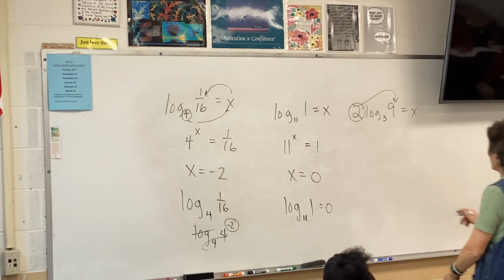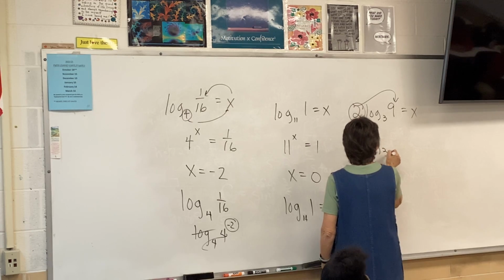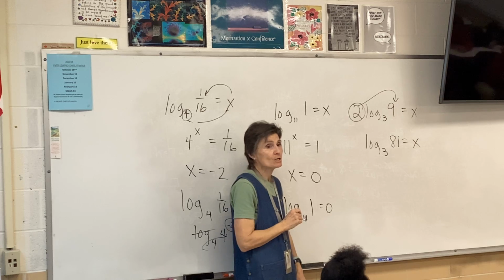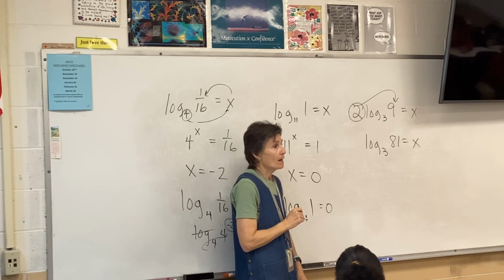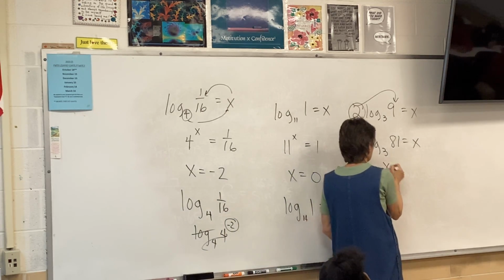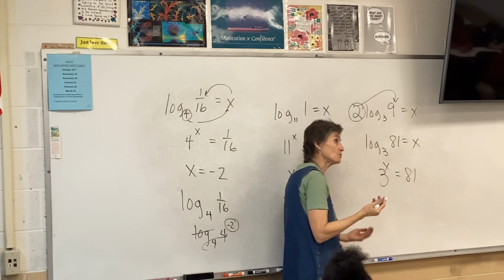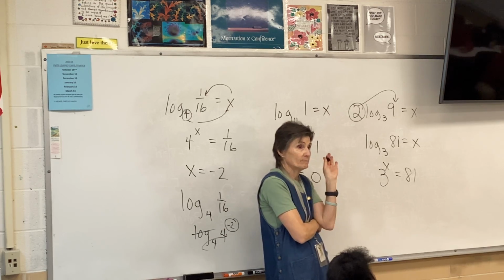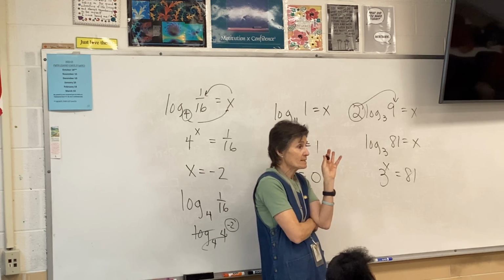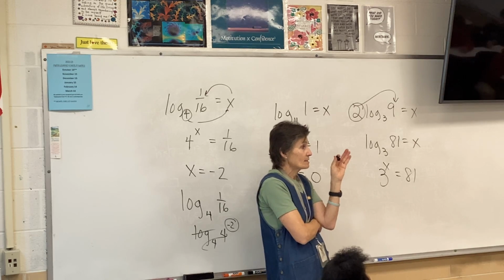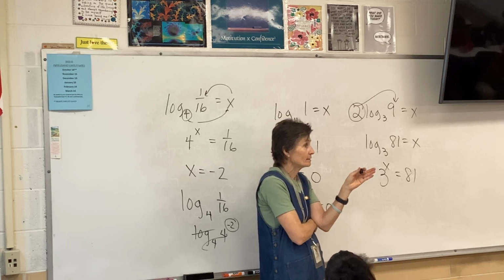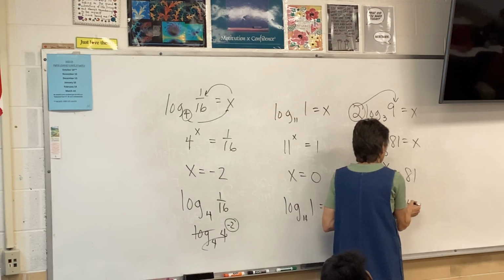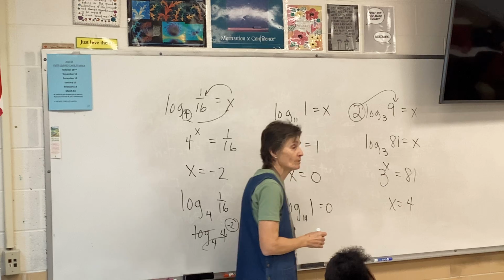So this is log base 3 of 81. 9 squared. So 3 to the x equals 81, and then you just got to know how many 3's times each other give you 81. 3 times 3 is 9, times another 3 is 27, times another 3 is 81, so 4. So x is 4. Some of you have that memorized. If you don't, you have to figure it out.